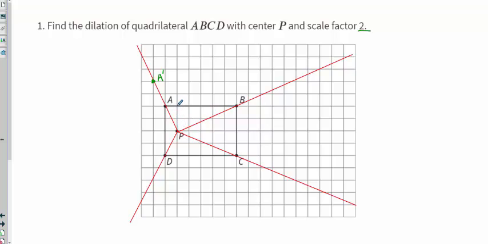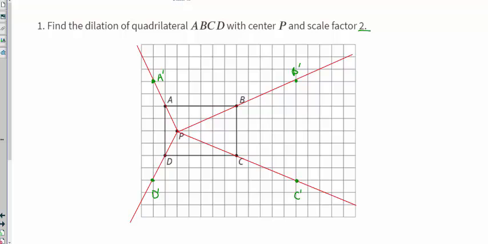And we can do the same thing with B. We are going up 2 and over 1, 2, 3, 4, 5. So there's our next point. Same thing with C. Down 2, 1, 2, 3, 4, 5. So that's B prime, C prime. And then for this one, we go down 2 over 1, down 2 over 1. That's D prime.